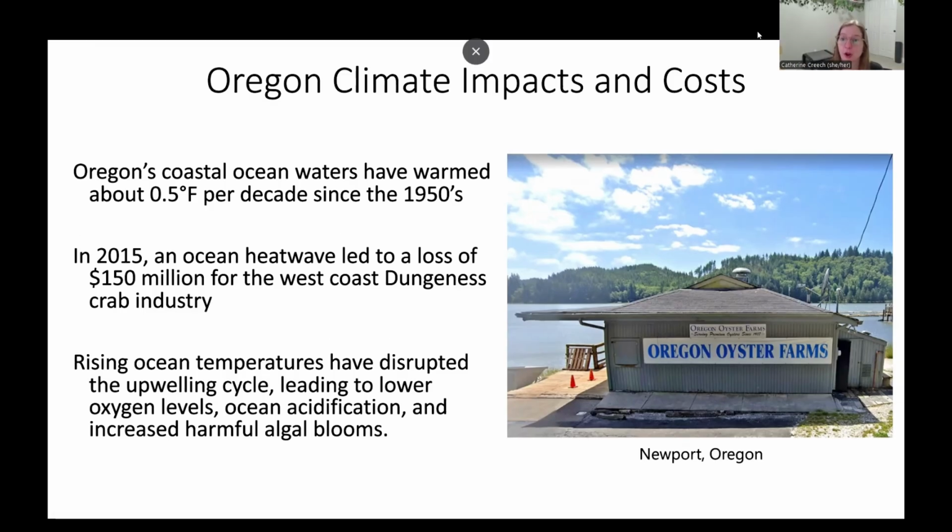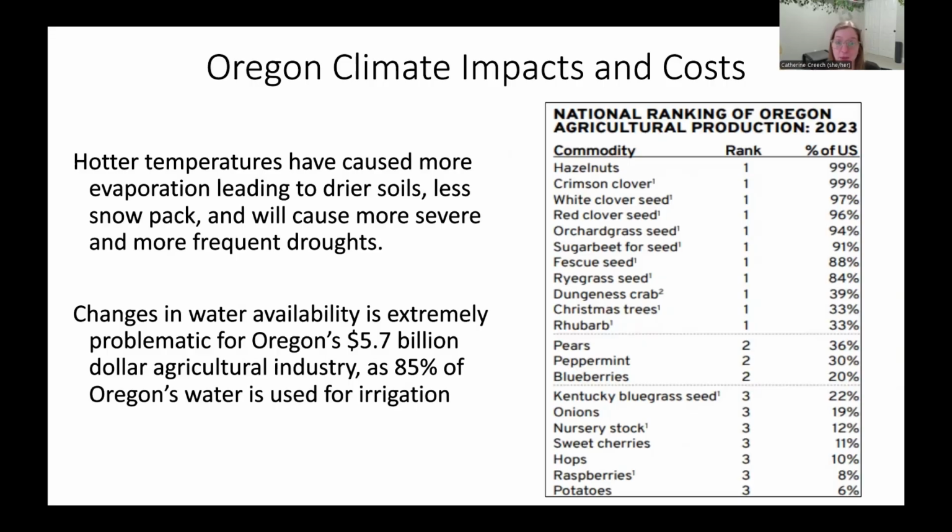Hotter temperatures have also caused more evaporation in the soils, and that leaves the soils drier. The hotter temperatures also decrease snowpack. Both of those things lead to more severe and more frequent droughts. This is also important for Oregon because we have a $5.7 billion agricultural industry, and 85% of our water in our state is used for irrigation.